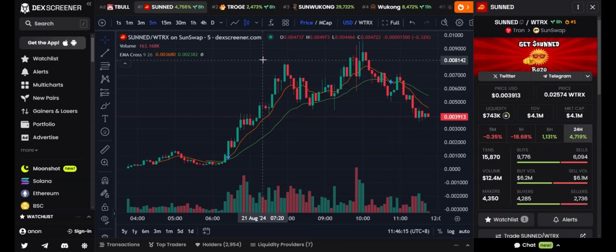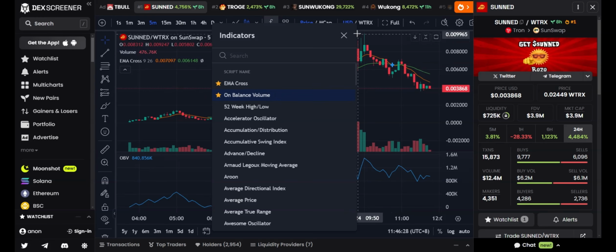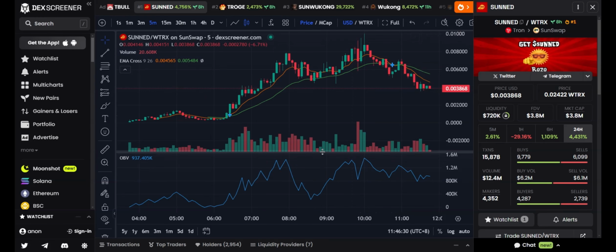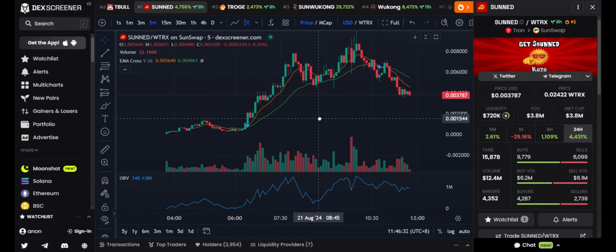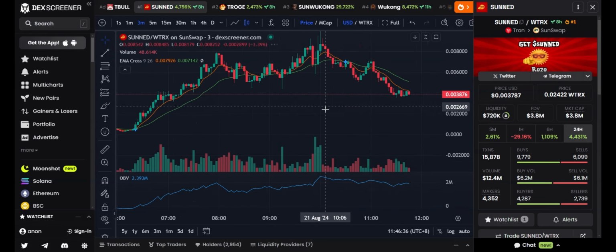Okay. So the next thing I'm going to put on this chart is the on balance volume. We'll go back to indicators and strategies, and as you can see here, I've got the on balance volume already highlighted. So I'll add that down below, and there it is down the bottom. What we're going to do for this one is start on a 3 minute. I'm currently on a 5 minute time frame.